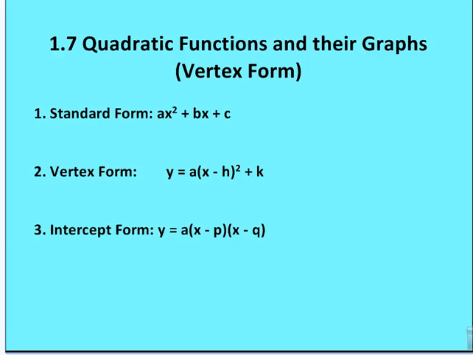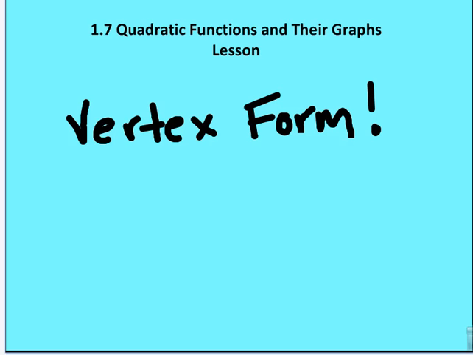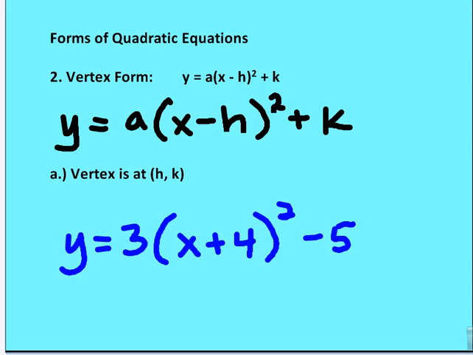In this edition of Autumn Math, we're going to talk about graphing from vertex form. Vertex form is called vertex form because it provides us with the vertex. Vertex form is y = a(x - h)² + k. As an example, y = 3(x + 4)² - 5. Our vertex is (h, k), which in this case is (-4, -5).